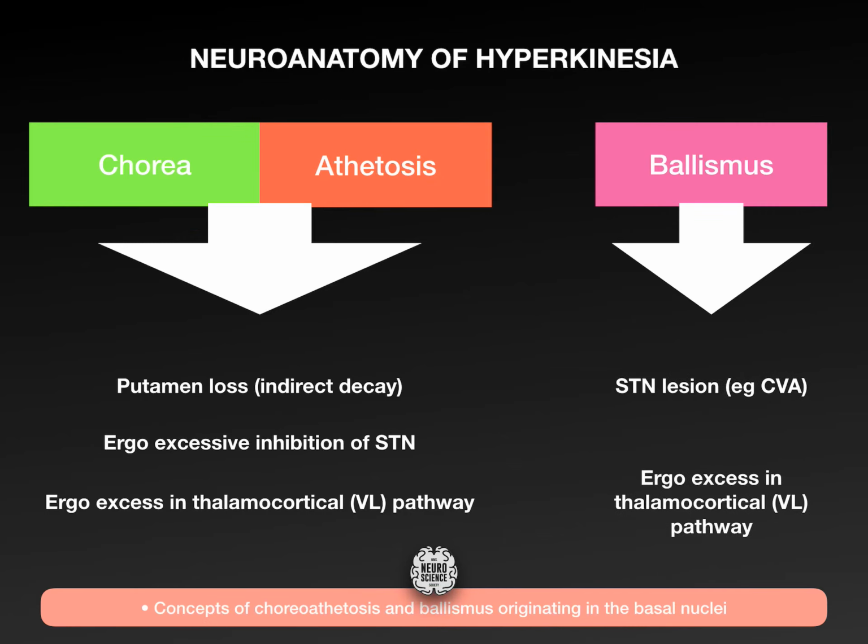That's a specific lesion to the subthalamic nucleus. So it has a similar outcome, but that's usually a vascular cause as opposed to a neurodegenerative cause. And that again causes excess in the thalamocortical pathway, so things are not being vetoed, and that's when you get the proximal flinging. So it's very important that you can define choreoathetosis, ballismus, and dystonia, and that you know the neuroanatomy relative to choreoathetosis and ballismus.